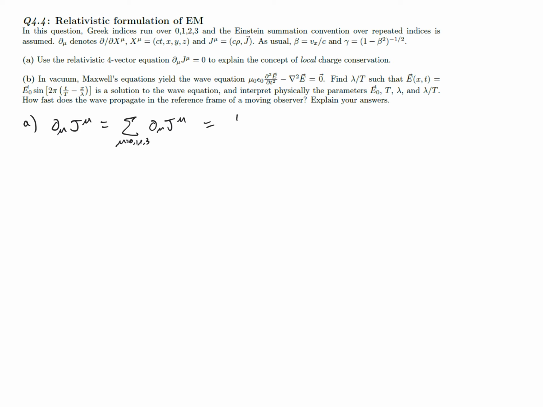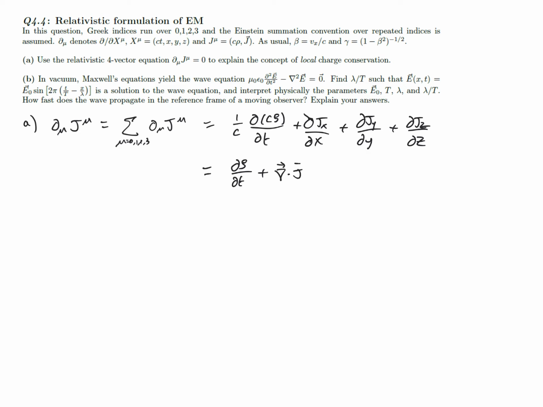In particular, we get 1 over c d of c rho divided by dt plus djx by dx plus djy by dy plus djz by dz. And of course that can all be written in a more compact way. You see the c's cancel in this first term as d rho by dt plus the divergence of J. And that's equal to 0, we're told in the question. And of course that is the continuity equation.